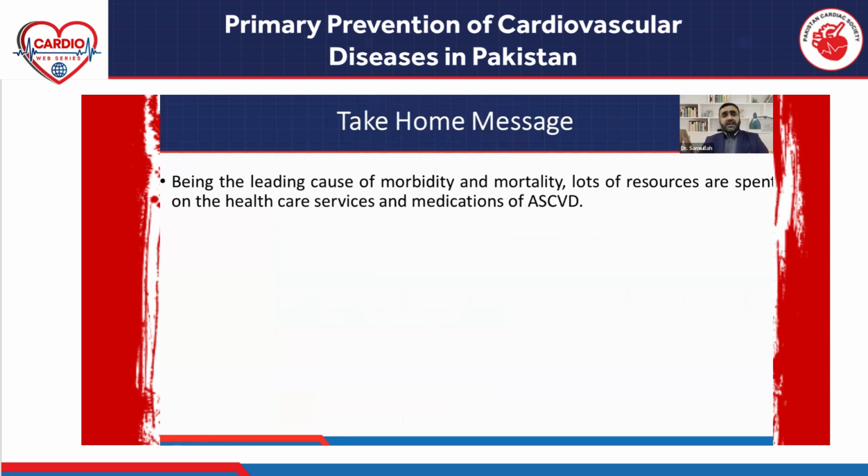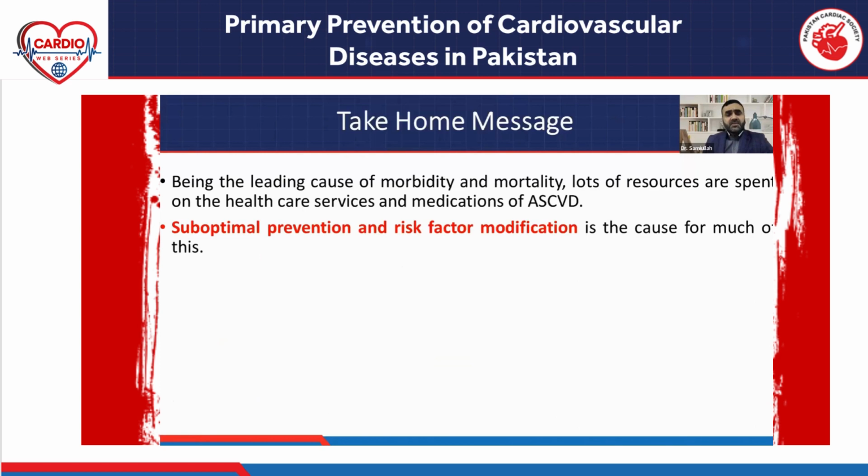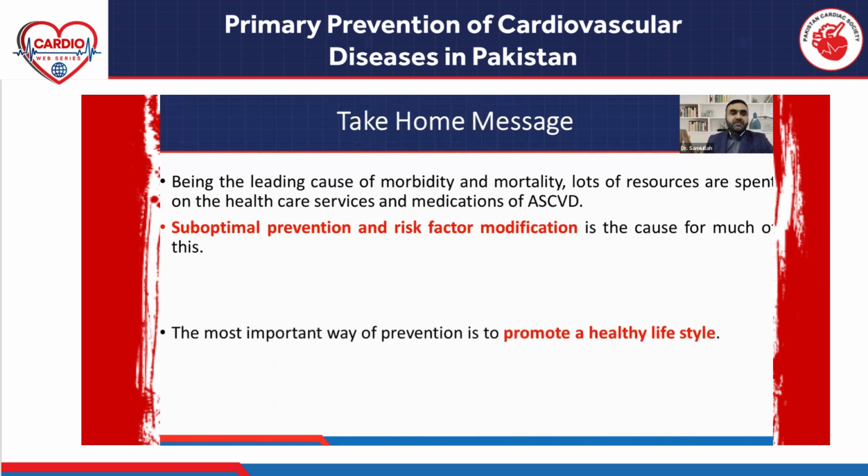So, ASCVD is the leading cause of morbidity and mortality, and lots of resources are spent on healthcare services and medications for it. We treat a lot of them, and the suboptimal prevention and risk factor modification is the cause for much of this. So most of the resources are being utilized because we do not have optimal prevention and risk factor modification for our patients, for our population.